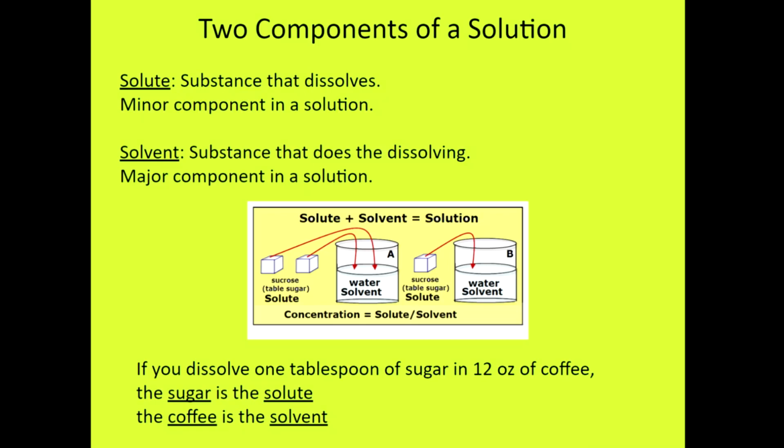Here's a little example at the bottom there. If you dissolve 1 tablespoon of sugar in 12 ounces of coffee, the sugar is the solute, less sugar than you do water. And the coffee is the solvent because it is the major component of the solution.